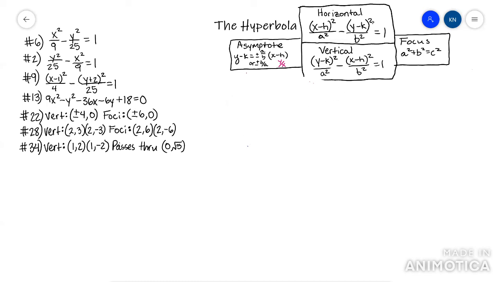Okay, next up. This is where it gets kind of tricky. Now, luckily for you, it's very, very similar to an ellipse. Number 13. You've got 9x squared minus y squared minus 36x minus 6y plus 18 equal to 0. All right, so if you remember an ellipse, the first thing we did was we grouped the x's and the y's to make it look like this.